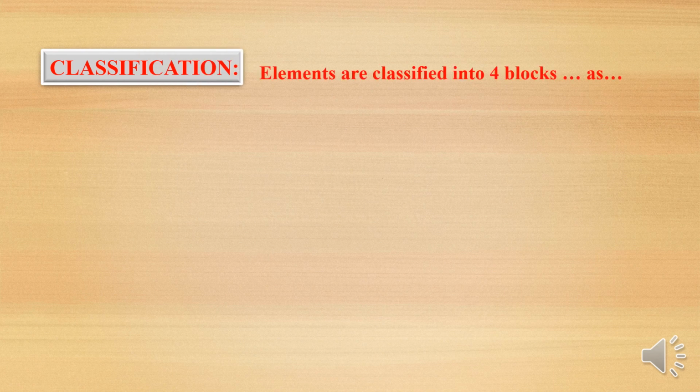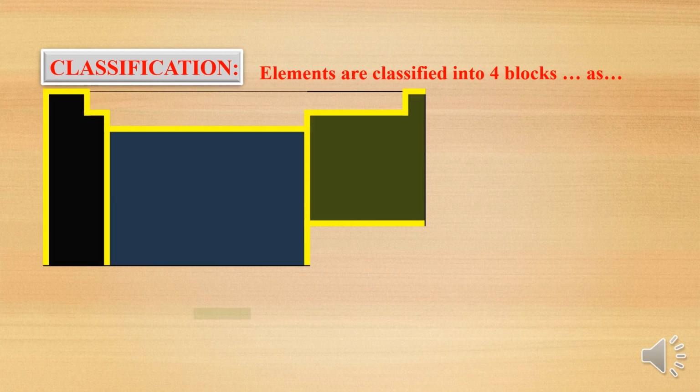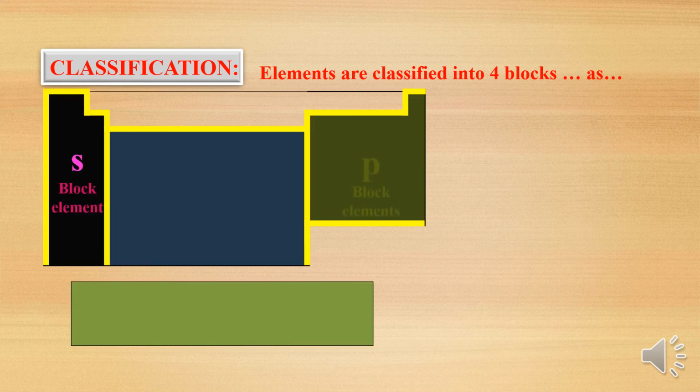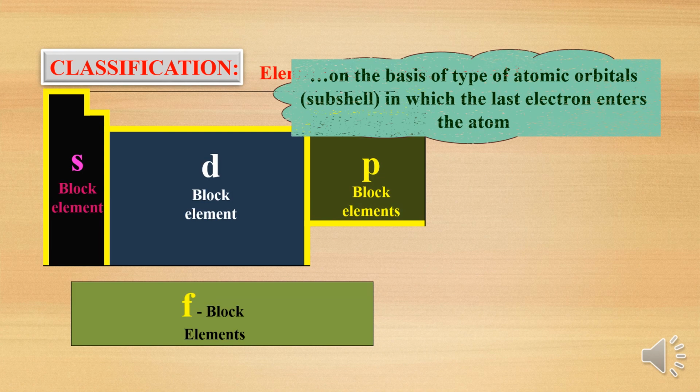Already we have studied in the D block elements that the elements are classified into four blocks: S block, P block, D block, and F block. D block elements are called transition elements, and F block elements are called inner transition elements. So how are these classified? On the basis of the type of atomic orbital in which the last electron enters the atom. So depending upon that, the elements are classified into S block, P block, D block, F block.